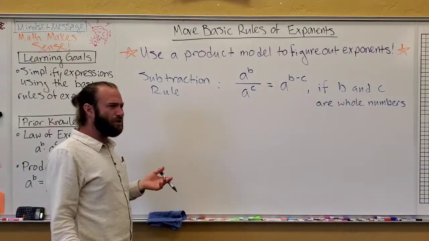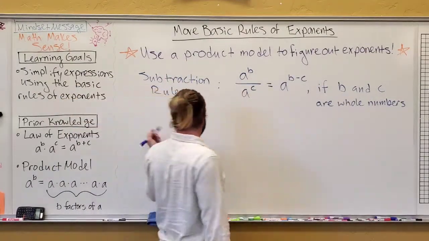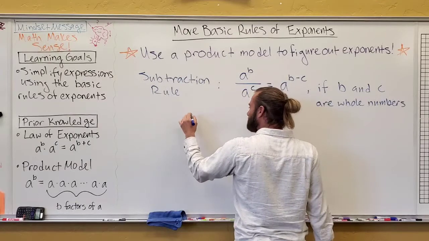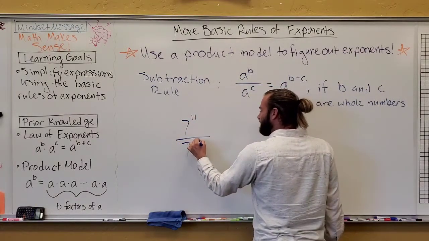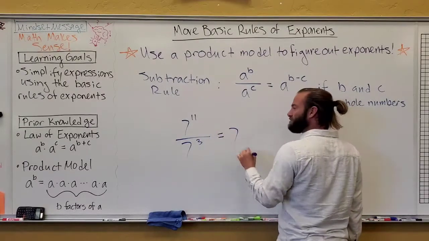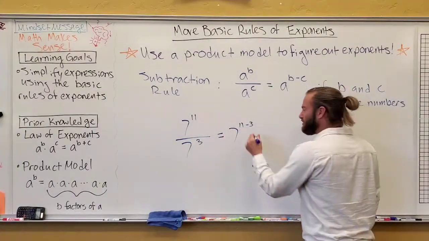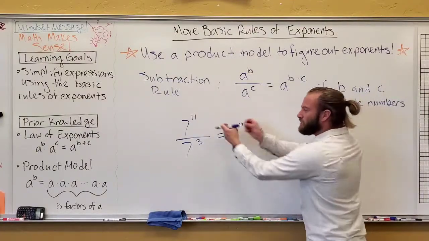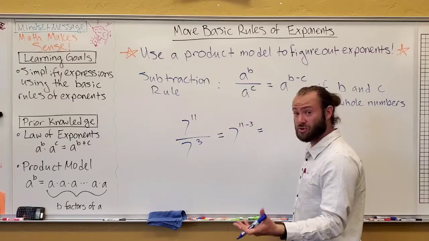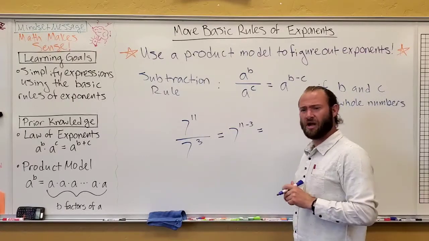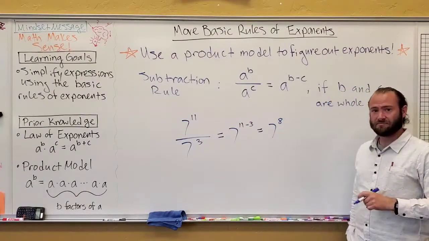So the good thing is, we don't always have to make a product model. If you can remember this rule, then you can see something like, I don't know, 7 to the 11th divided by 7 to the third power. Well, that's just simply 7 to the power of 11 minus 3. You see, we can just apply it directly. I'm not going to make you do the product model every time, but it can be helpful to show why something's true, or to remember a rule that you might not remember. And that becomes 7 to the power of 8.